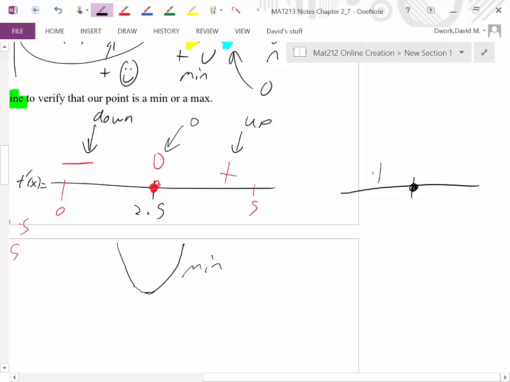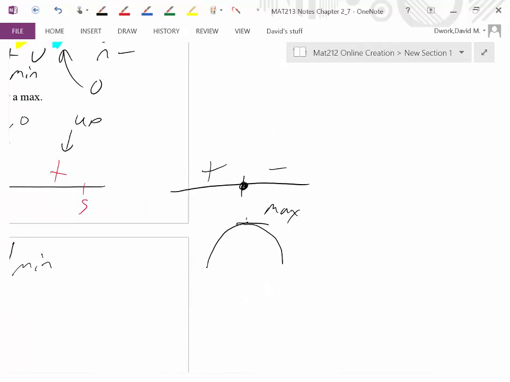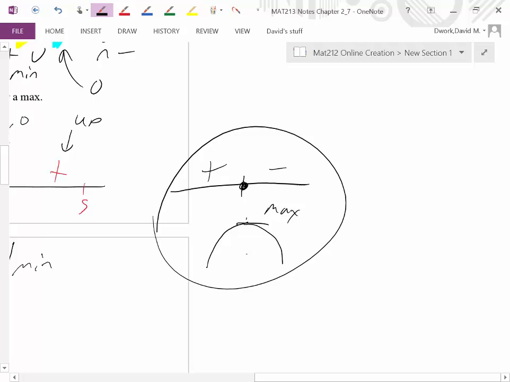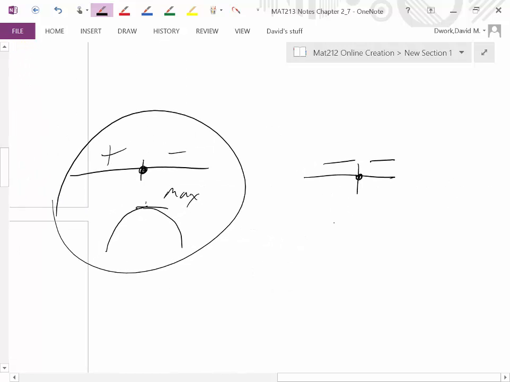Vice versa, if I went from positive to negative, that means my graph was going up, I hit a peak, and then my graph started going down. Hey, look at that. That means we have a max. Or, oh, look at that smiley. That looks kind of funny. Okay, anyway, what if you had something really crazy, something like a negative and then a negative? What does that mean? Well, it means my graph was going down, I hit a 0, and then my graph was going down. Well, is that a min or a max?